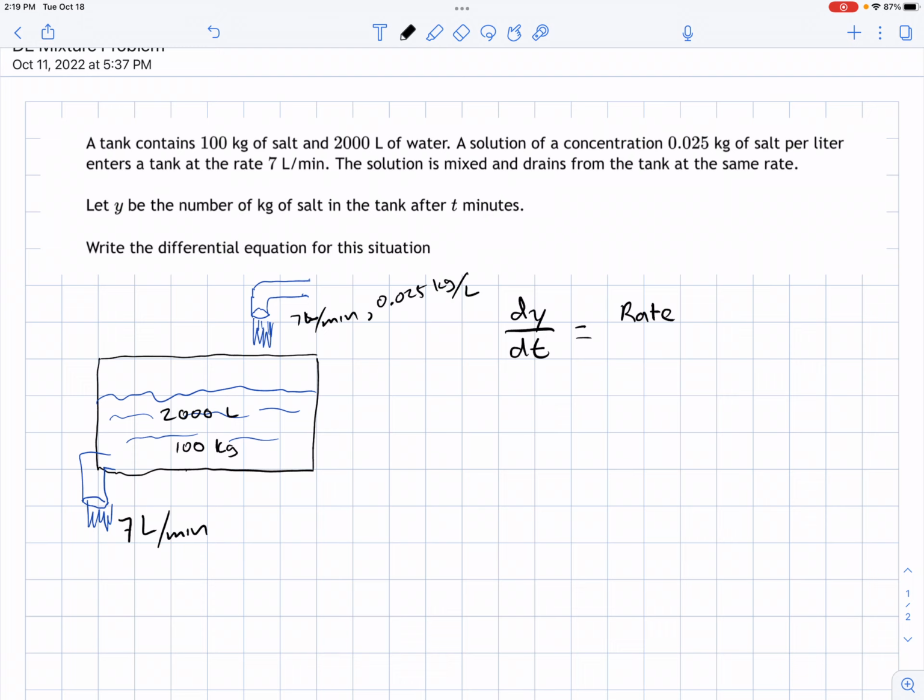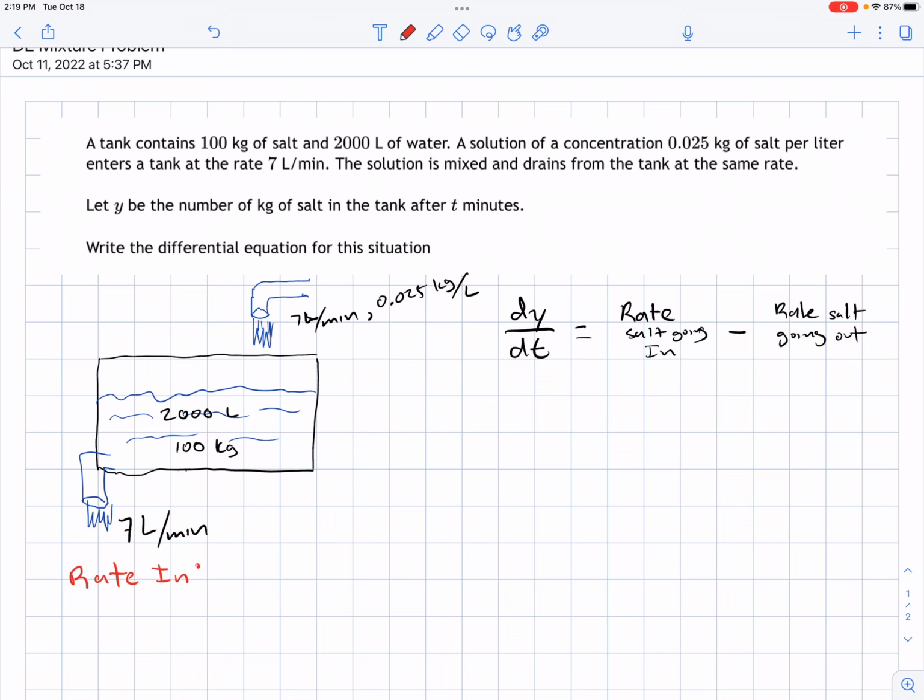And I basically said what the equation should look like. It's going to be the rate salt going in minus the rate salt going out. And that's essentially how we're going to get our differential equation. Some side work, just because we have the equation up above, I'll do some scratch work here.